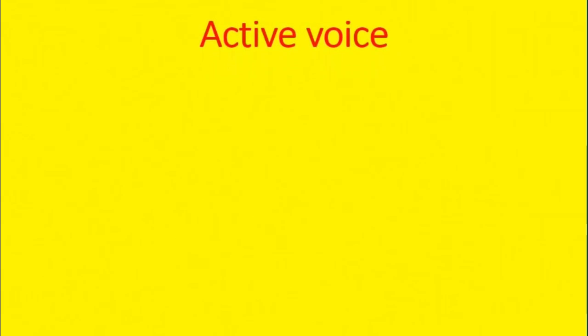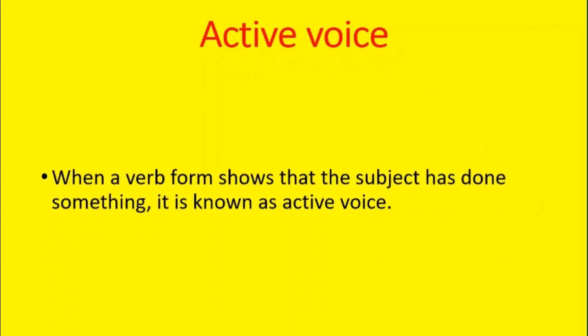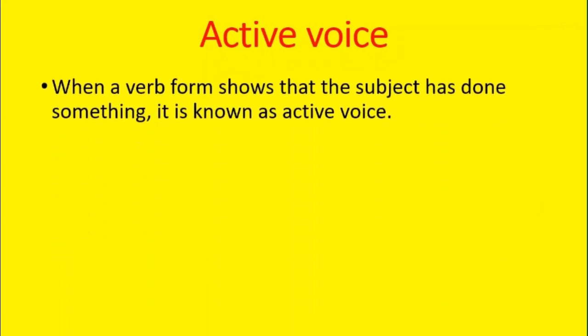Let's look at active voice and we also look at passive voice. Active voice: when a verb form shows that the subject has done something, it is known as active voice. So it's telling us that a subject has done something.